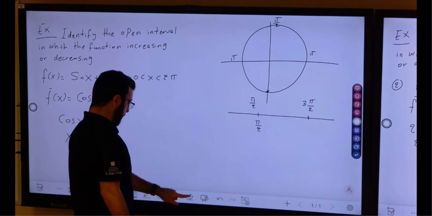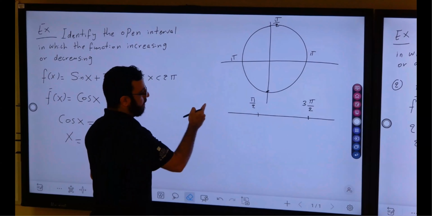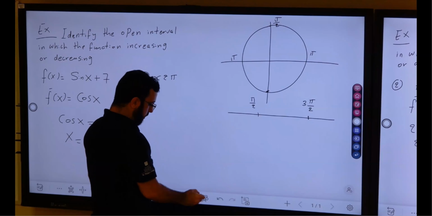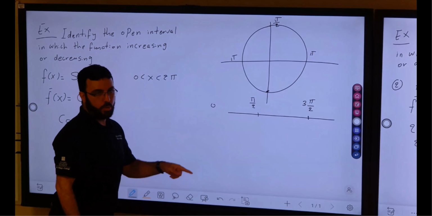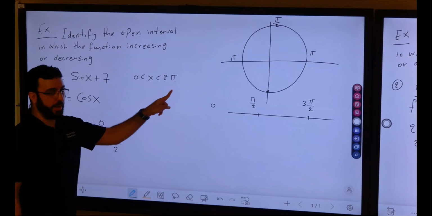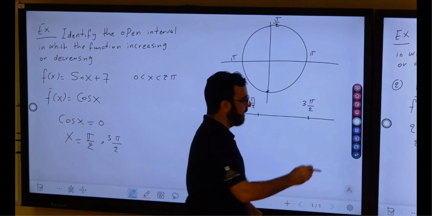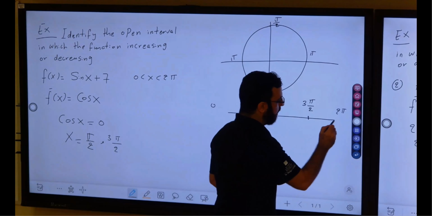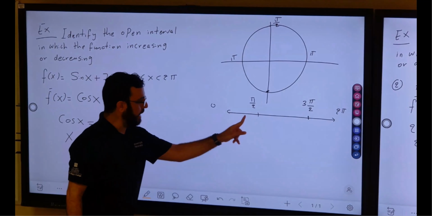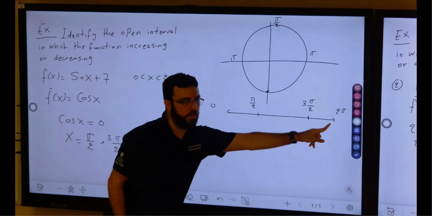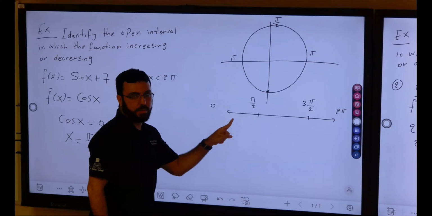Now tell me. Didn't finish. From this side is going to be 0. Again, it's not infinity, because we're working with 0 and 2 pi. So from this side is going to be 0, from this side is going to be what? 2 pi. Now, how many intervals are we going to check? 1, 2, 3.